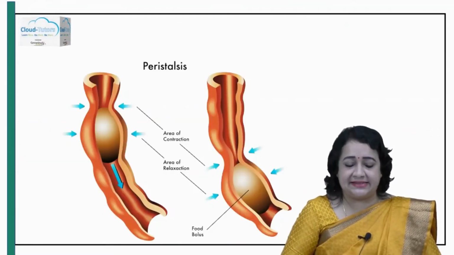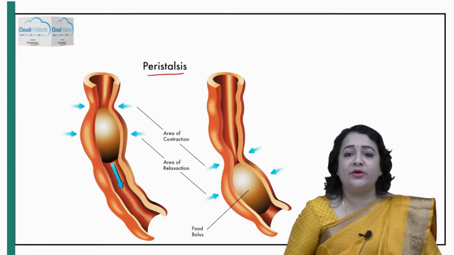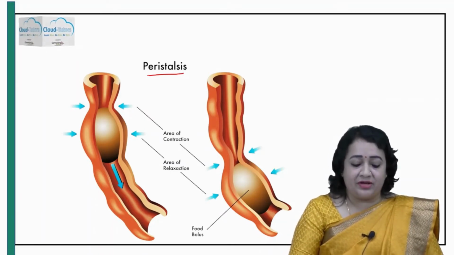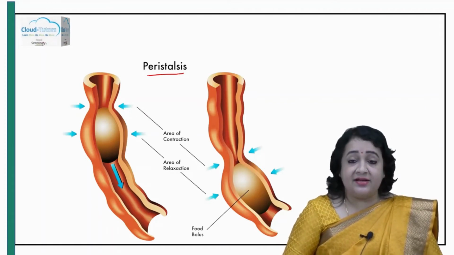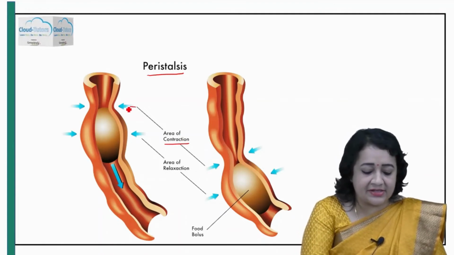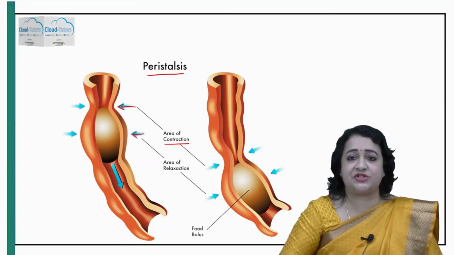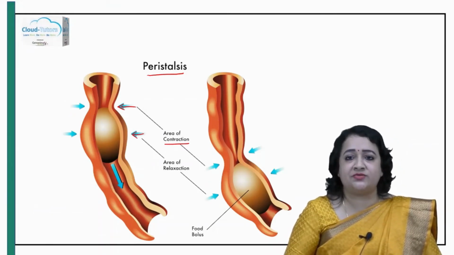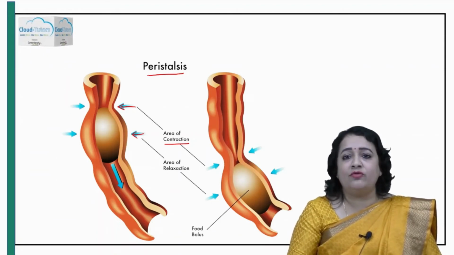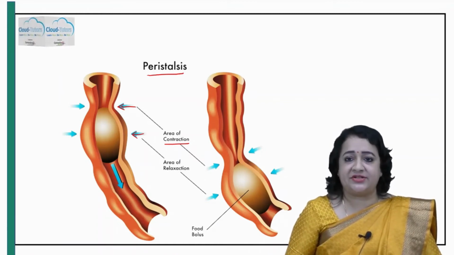So what is peristalsis? If you see the picture, as I told you earlier, the movement of the food in the alimentary canal is because of peristalsis. What happens during peristalsis is that the muscles contract and relax. When they contract, an area of contraction is formed. When they relax, this is the area of relaxation. This contraction and relaxation of the smooth muscles, which are involuntary, leads to the movement of the food in the alimentary canal. That is how the food is pushed in the alimentary canal.